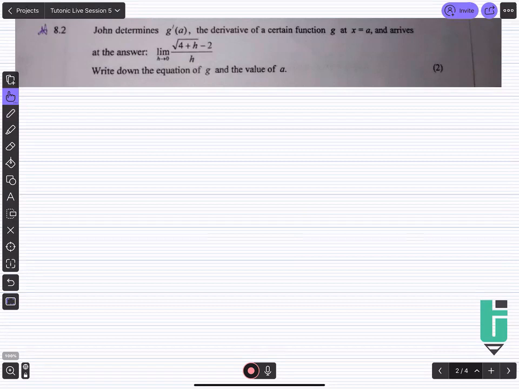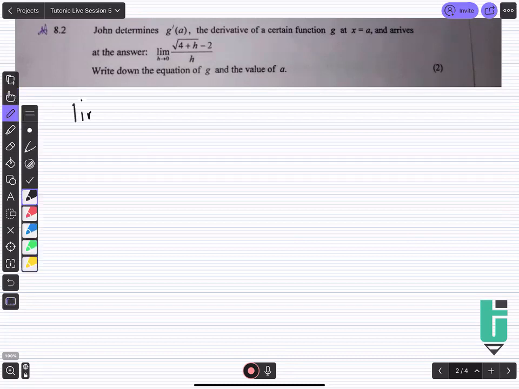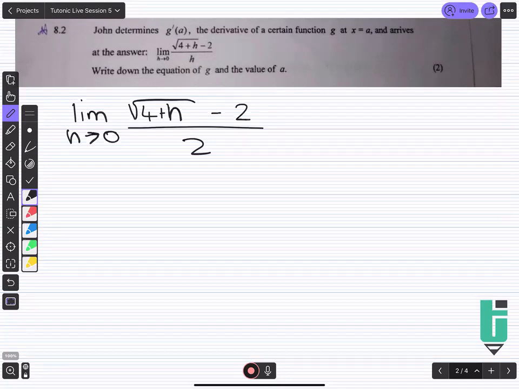So this is the derivative, the limit of root 4 plus h minus 2 over h as h goes to 0. Okay.